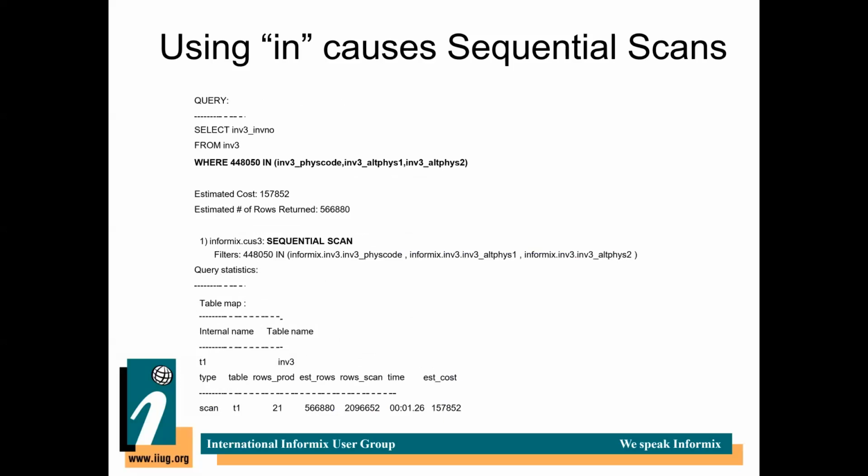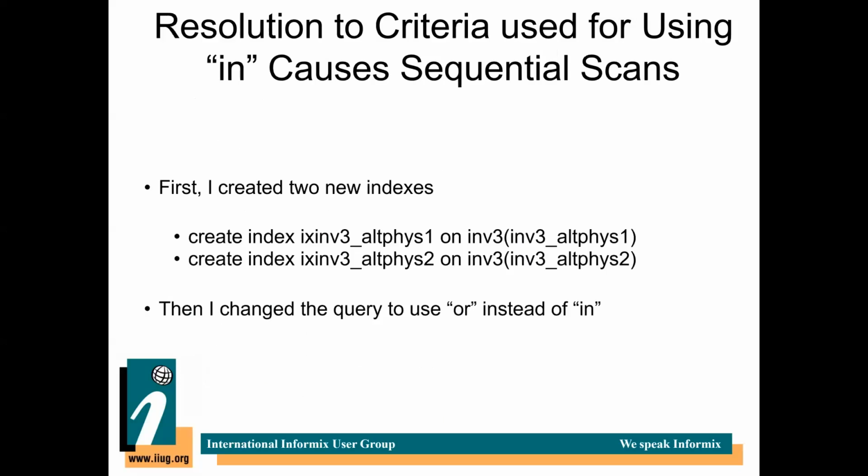Using an in clause results in sequential scans. So here is a SQL statement where they were looking for a value in each of these different columns, so it was doing a sequential scan on that. What we did with this was add some new indexes on some of the columns, and then change the query to use an or instead of an in to improve the query performance.